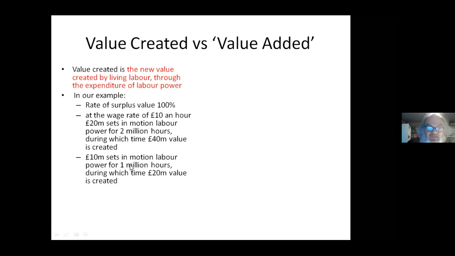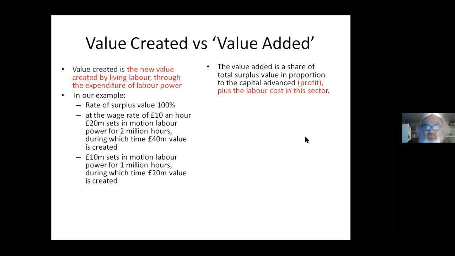And similarly, if you set in motion labour power worth 10 million, it's going to be working for 1 million hours, during which time the labour will create 20 million of simple value. Now, what is value added as distinct from value created? It's the share of the total surplus value in proportion to the capital advanced. So it's the profit plus the labour cost in that sector.